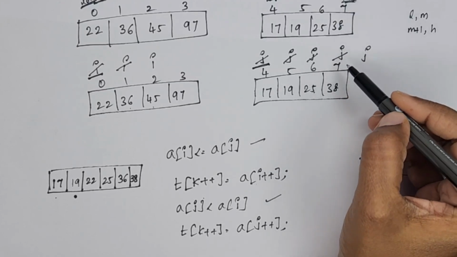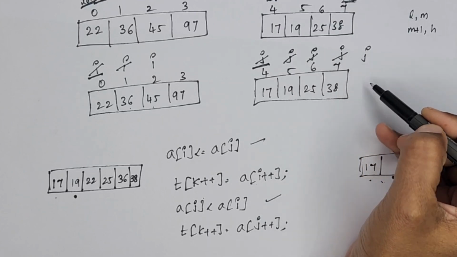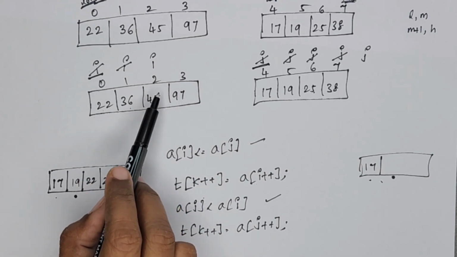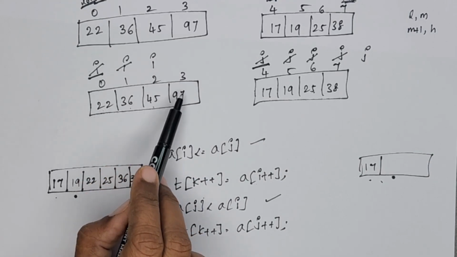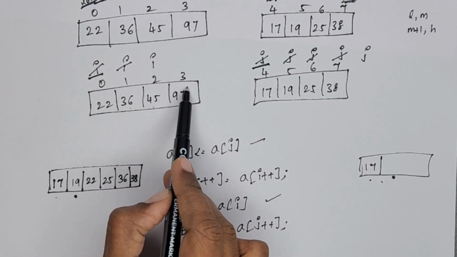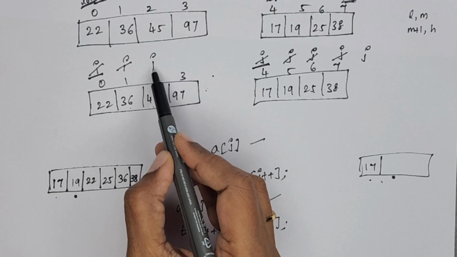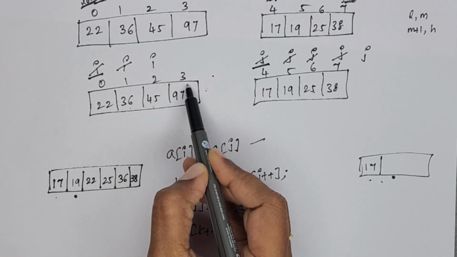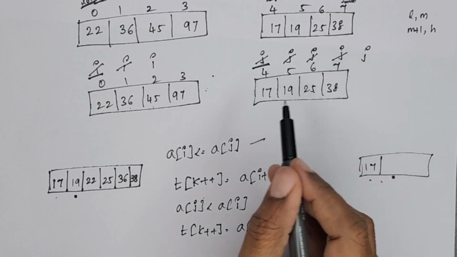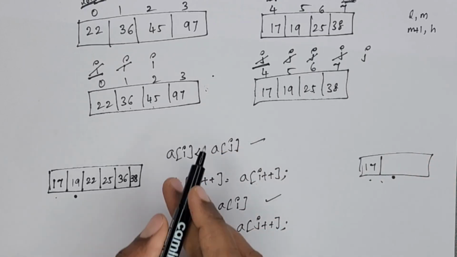What is the last index? That is high. So if at all j is less than or equal to high, then only you can compare the jth element. In this array also, if I is less than or equal to mid, see, this is mid, then only you can compare the ith element. It means I is less than or equal to mid and j is less than or equal to high. If this complete condition is true, then only you can compare.